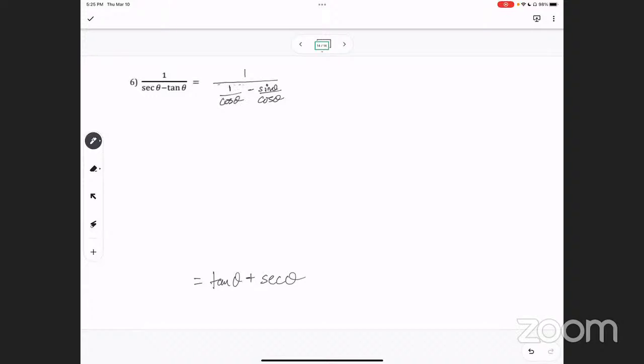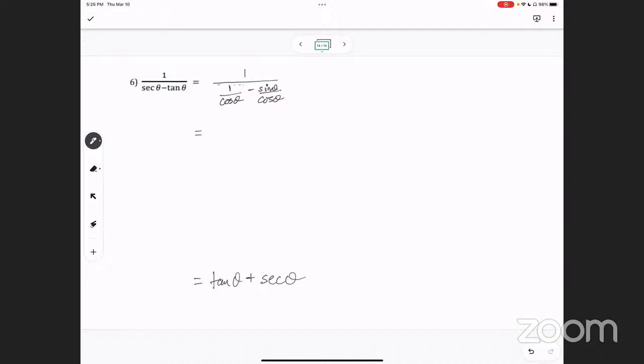Technically, I'll keep the 1 above it just in case. You do need to keep that 1 there; you can't just get rid of it. I'd have to multiply by the reciprocal of the bottom, but we can't do that yet because I have 2 terms down here. So what do I do?